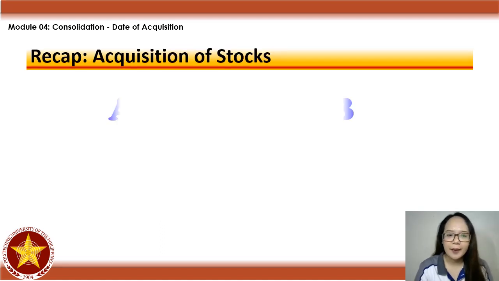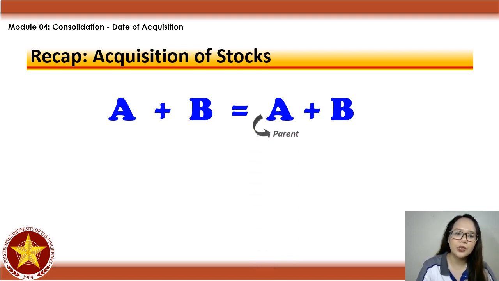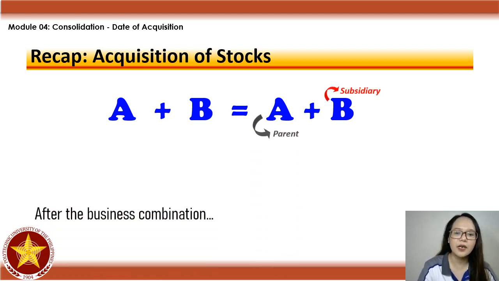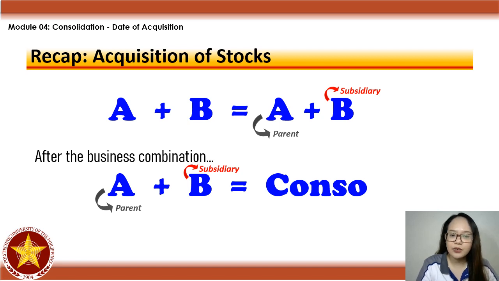For the recap, paano nga ba yun? Diba si A and B nag-combine after the business combination, A becomes the parent and B becomes the subsidiary. So, although separate entity si parent A saka si subsidiary B, they are still required kasi yung substance over form, di ba? In substance, since isa na lang yung may control sa kanila, isa na lang yung may-ari, edi dapat they have to prepare a consolidated financial statement.